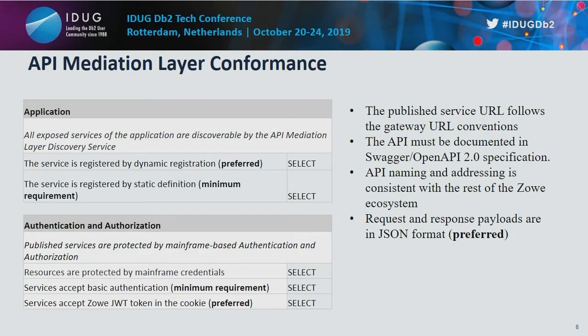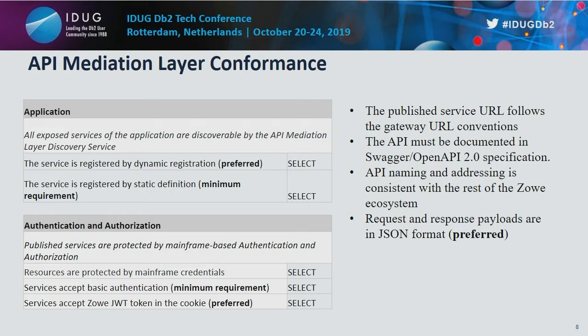Example of such criteria for mediation layer is already mentioned the dynamic registration, which is the preferred option, versus the static definition, which is a minimum requirement. And then the service has to accept the basic authentication, which is the minimum requirement, and as well to accept the token in the cookie, which would be preferred.